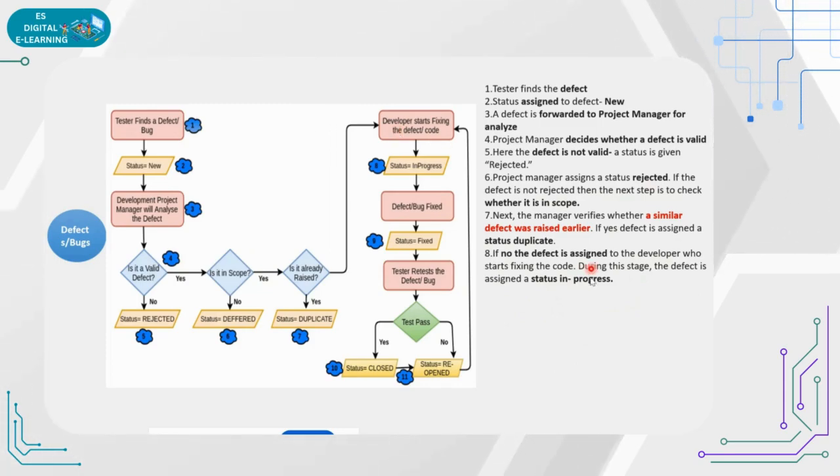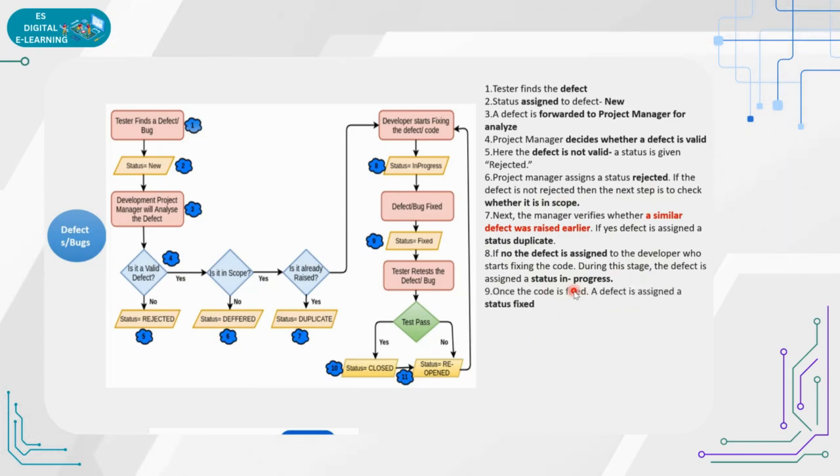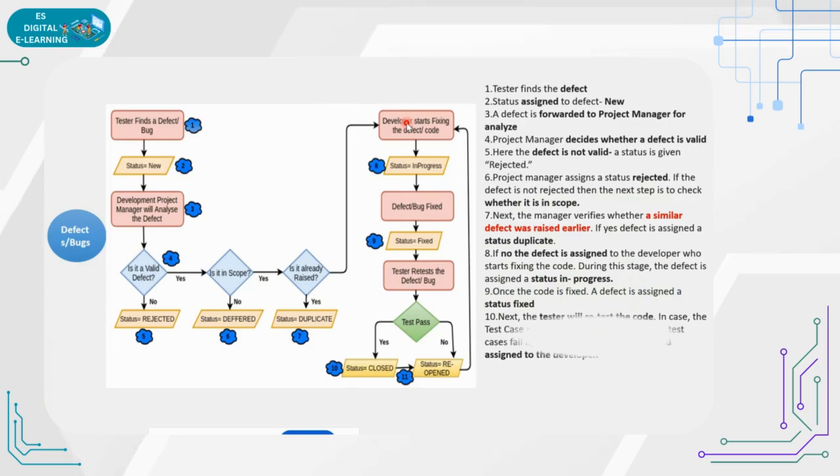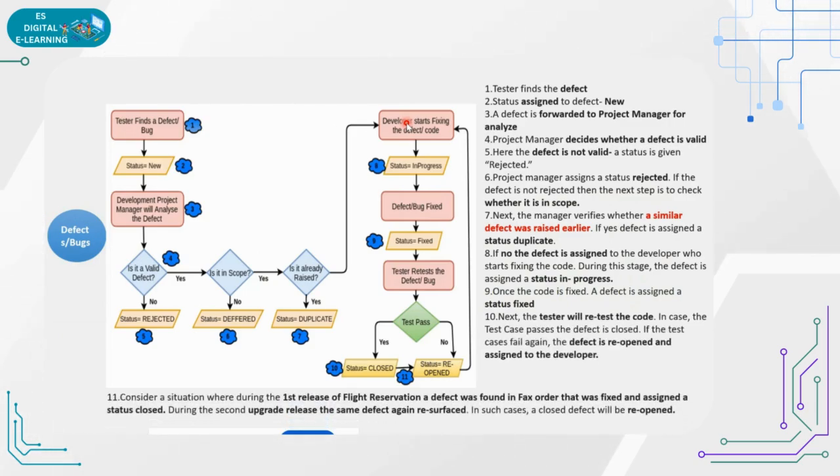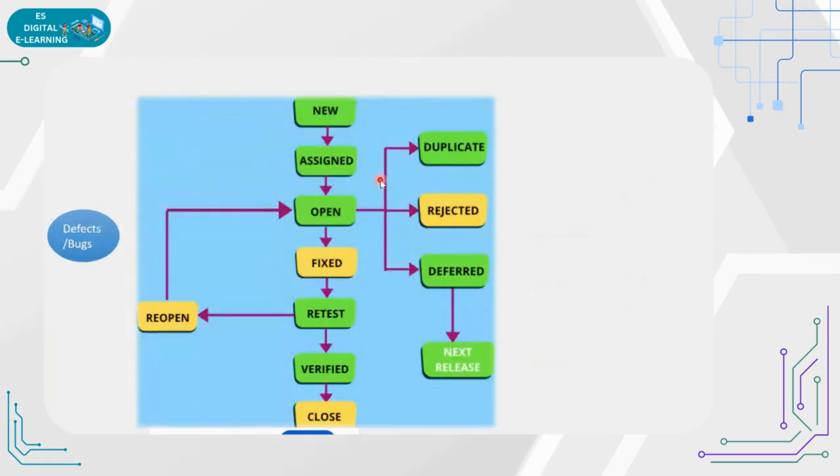He will set the status to in progress. Once it is fixed, if it is working, it will be closed. If it is not working, it will be reopened again for the developer to fix. That's how they do the retesting. Once the defect is fixed it will be closed, if not, it will be reopened again. Like this, the defect bug life cycle proceeds.